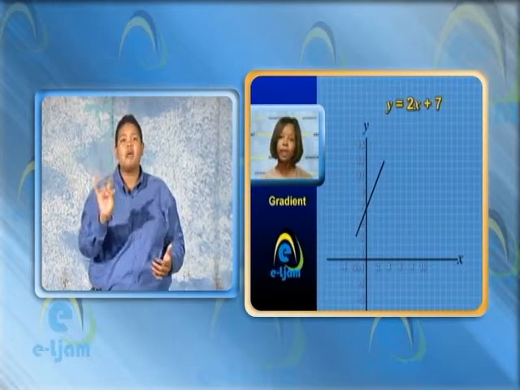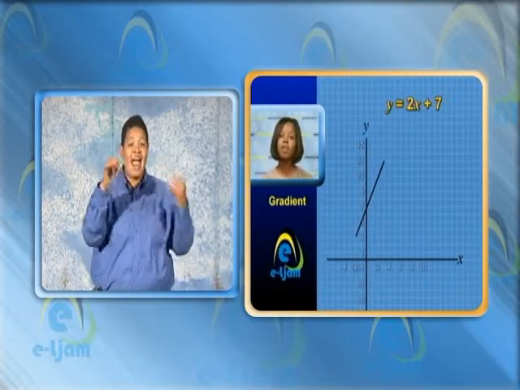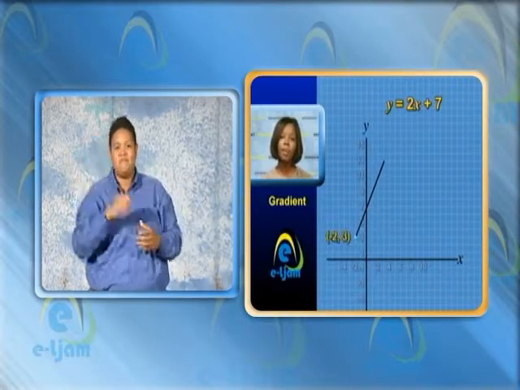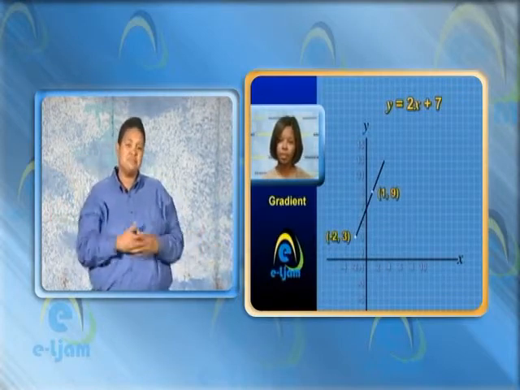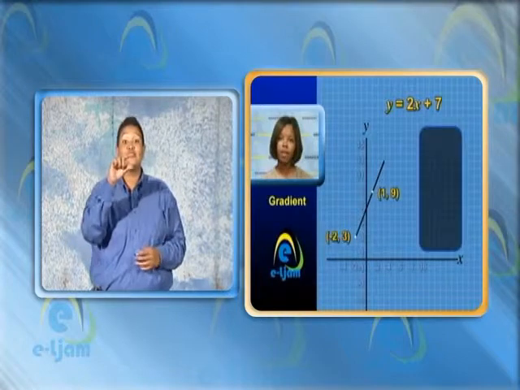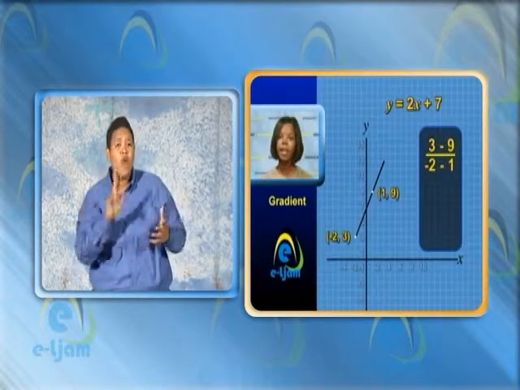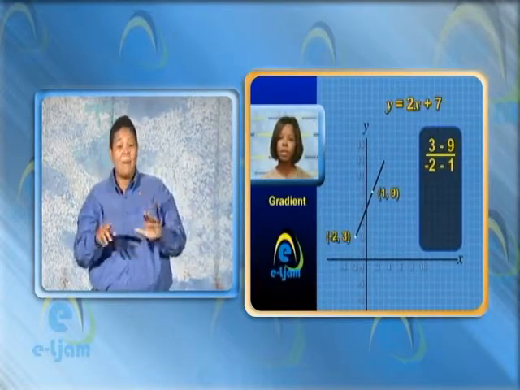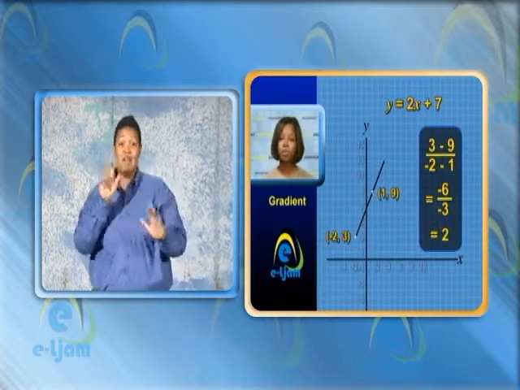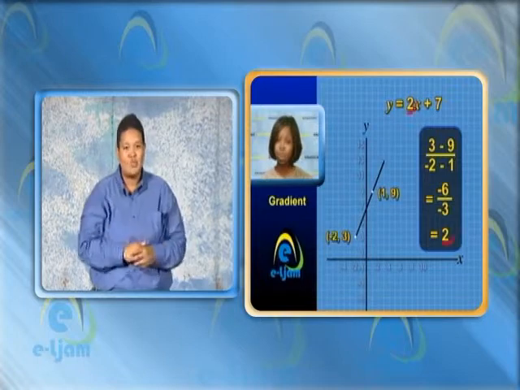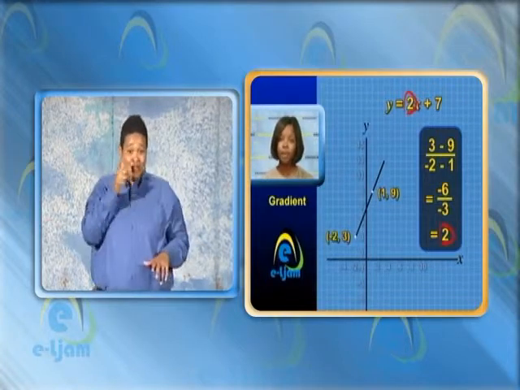Let us use 2 points from the line y equals 2x plus 7. How about negative 2, 3, and 1, 9? The gradient would be 3 minus 9 divided by negative 2 minus 1, which is negative 6 divided by negative 3 equals 2. This is the same 2 in the equation y equals 2x plus 7.